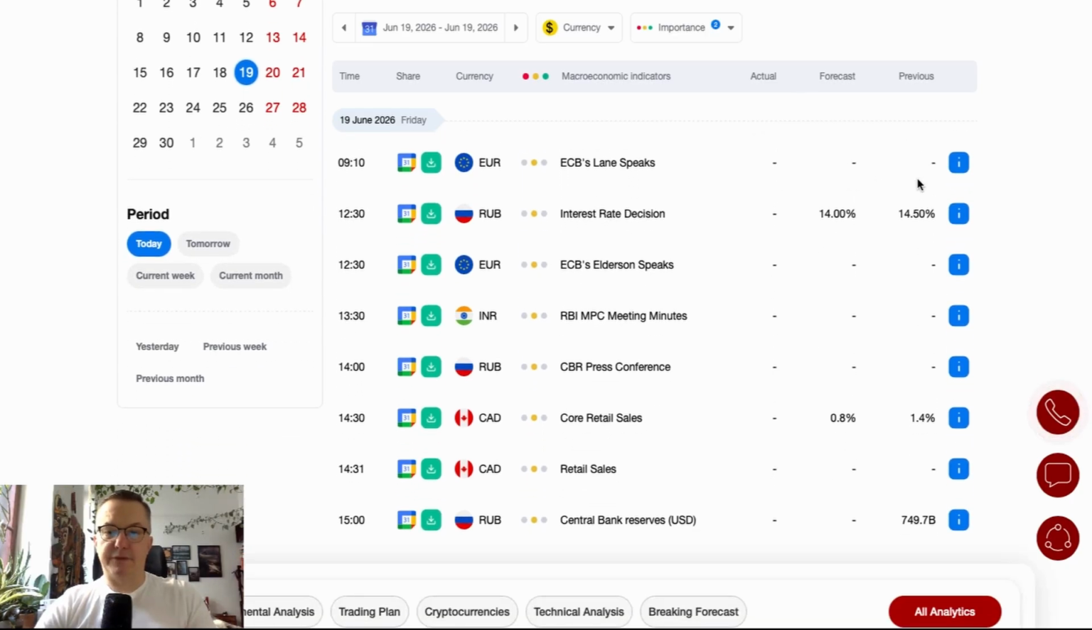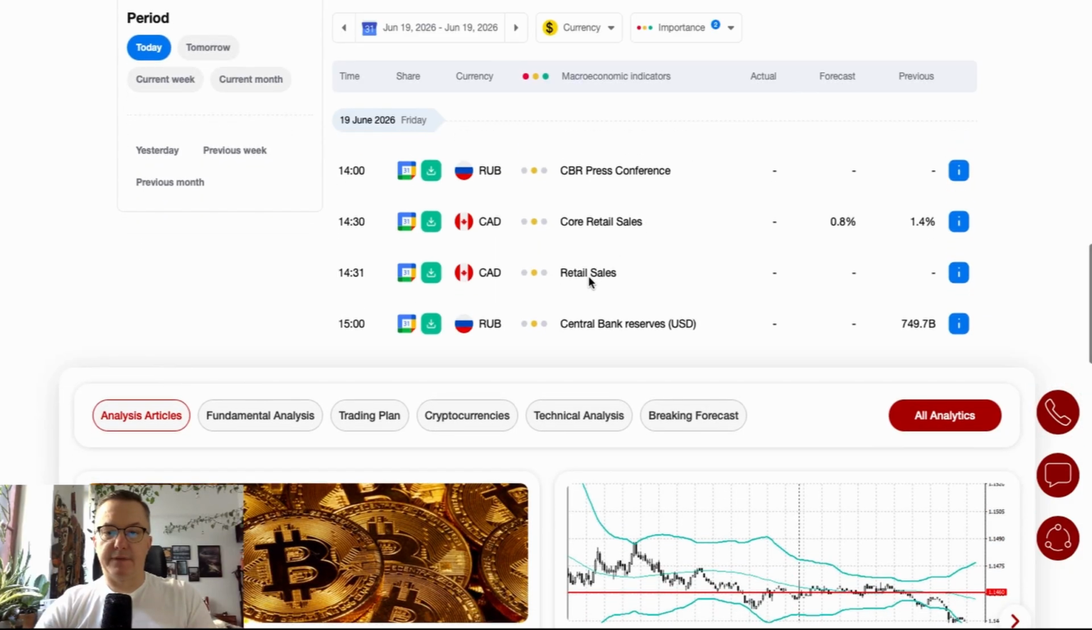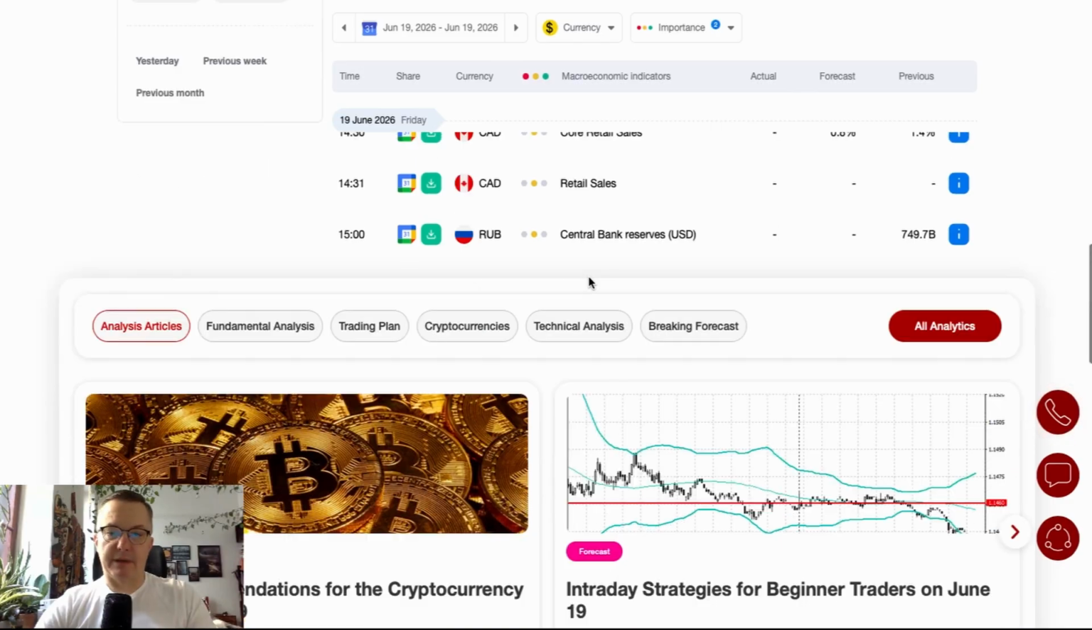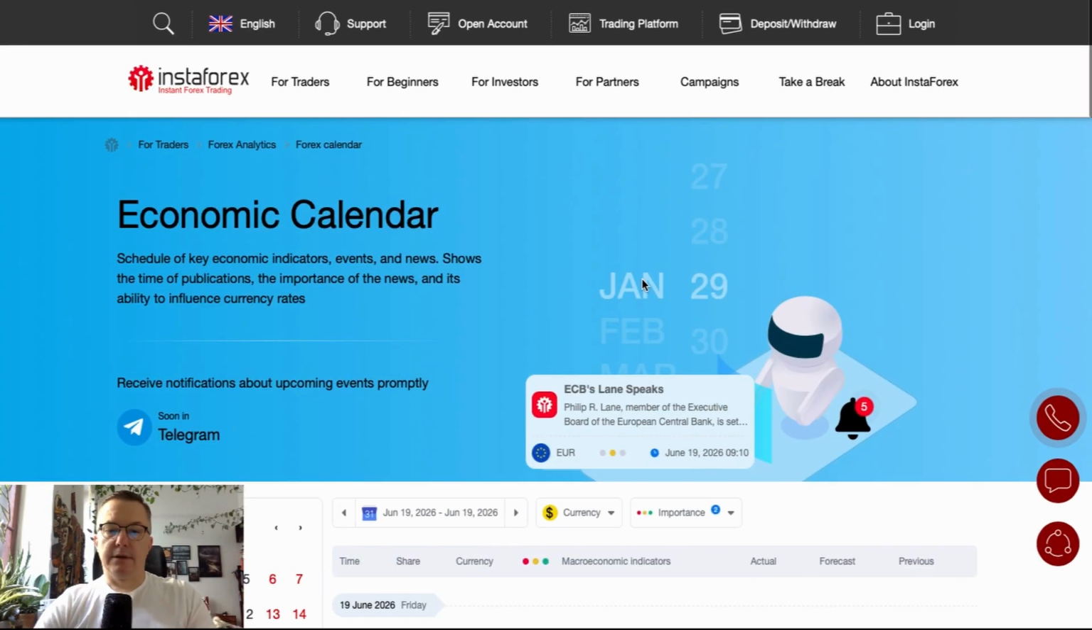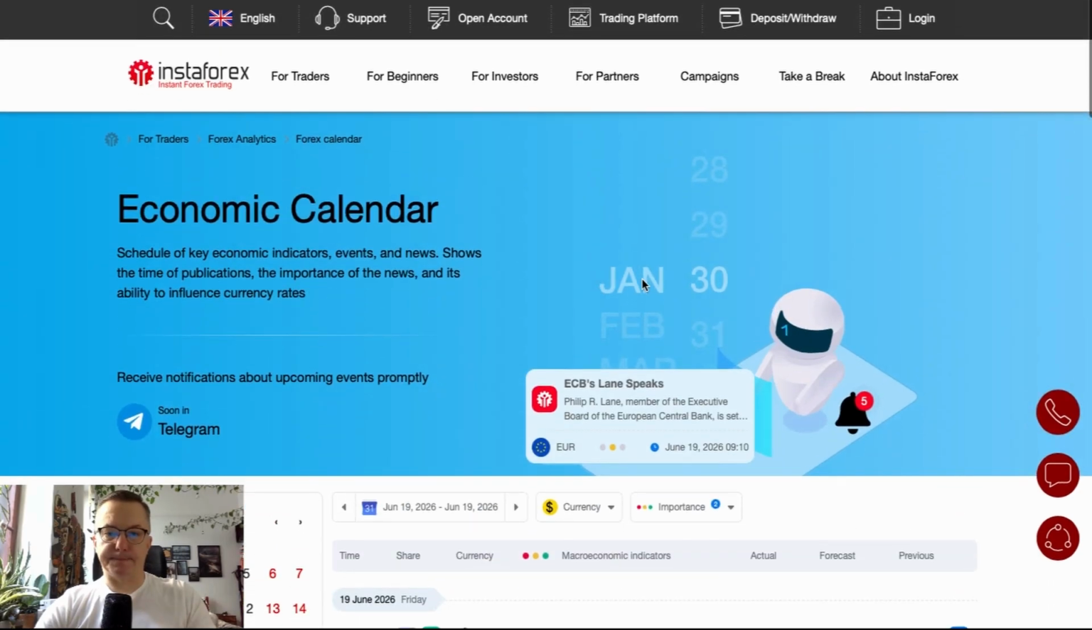We have some speeches from the ECB's Lane at 10 past 9. Then we have Elderson's speech at 12:30. Then we have core retail sales and retail sales data from Canada scheduled for release at 2:30. And that's about today for the economic calendar. So without any further ado, let's switch to the charts and we start with euro dollar.